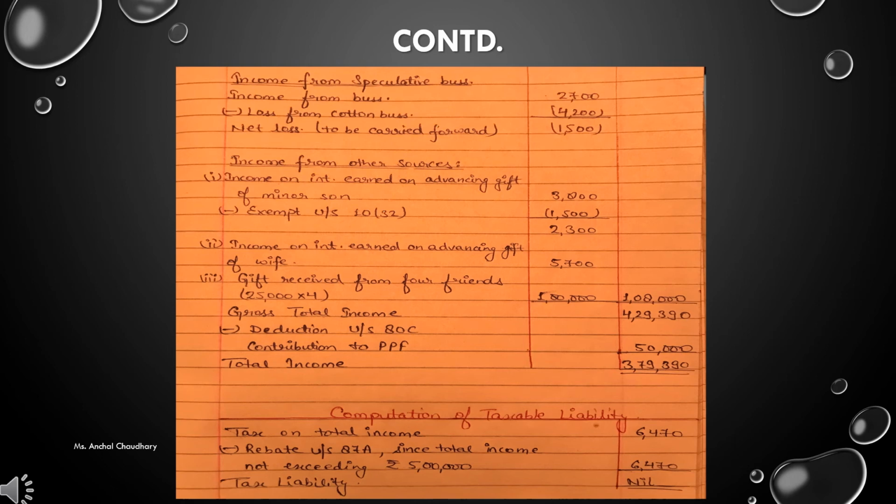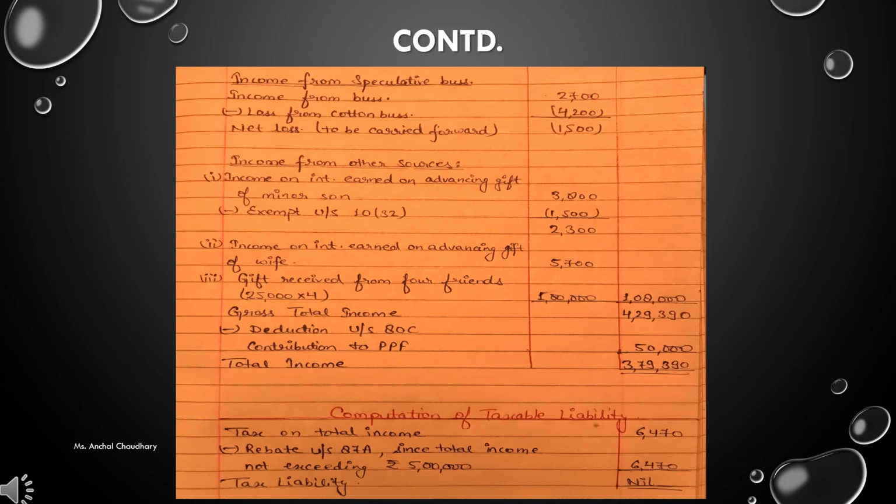And he has also received a gift from his four friends, 25,000 from each friend, so that means 25,000 into 4. So in total he has received 1 lakh from his friends. So income from other sources will be 1 lakh 8,000. So here gross total income is 4 lakh 29,390.